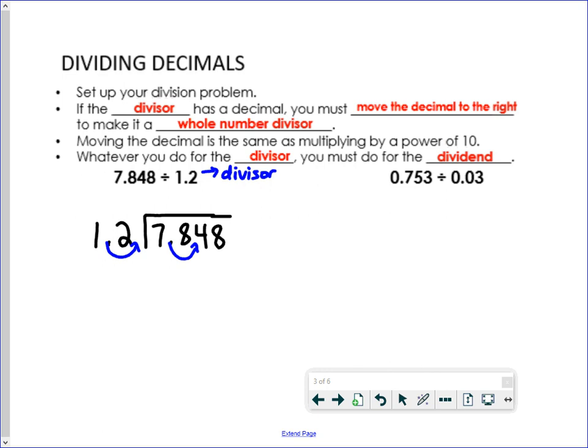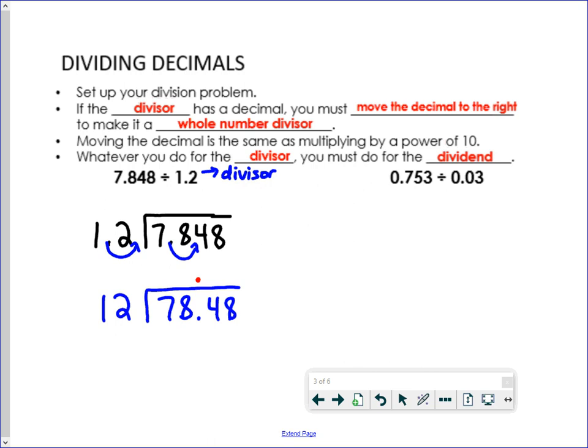So now, instead of 1.2, it's going to be 12. And instead of 7.848, it's going to be 78 and 48 hundredths. Don't forget, after you have done that, go ahead and put your decimal point up here so you don't forget that. And also, don't forget, you need to have a number in each place value column here. So we're going to go ahead and do our division.